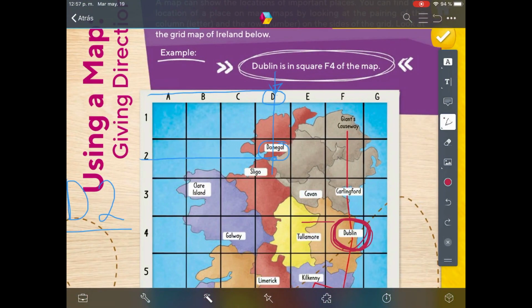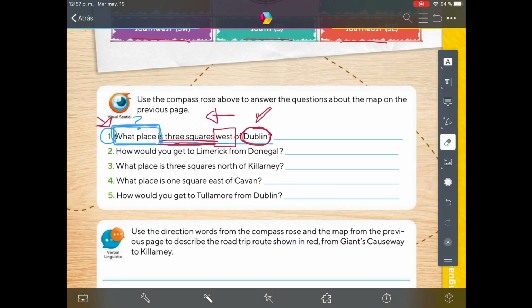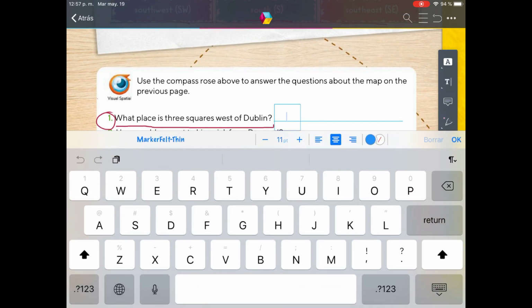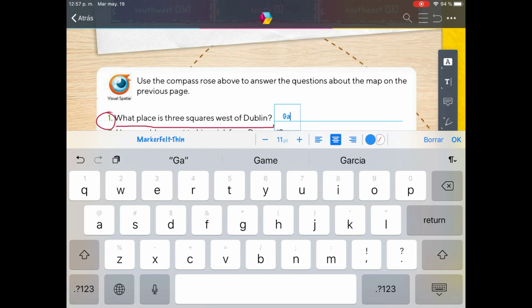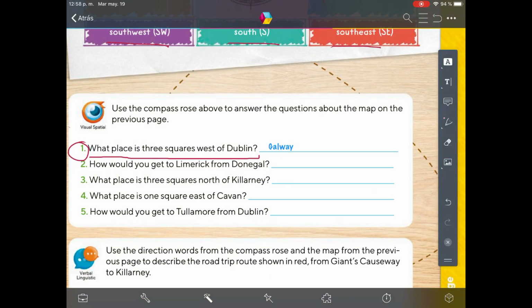Okay, let me erase this so we can write the answer. Let's read the question again. What place is 3 squares west of Dublin? Do we know the name of that place now? Yes, it is Galway. It is correct. Galway we said is, let's make it a complete sentence.